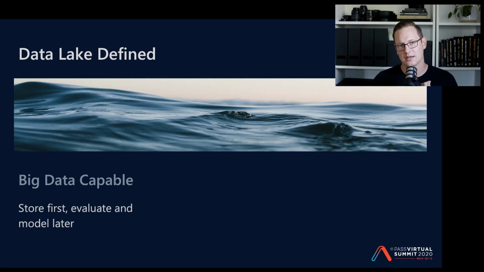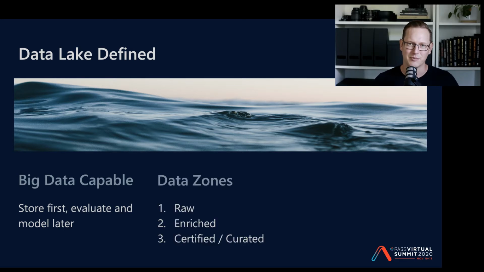The more in-depth definition of a data lake that I use is that, number one, it's big data capable. It is going to be able to handle a lot of different files that we store first, and we may not necessarily clean and model right away. It is going to have a variety of different data zones. The way I name them right now is the raw data, which is pretty much expected of any data lake. It will have a lot of raw data in it.